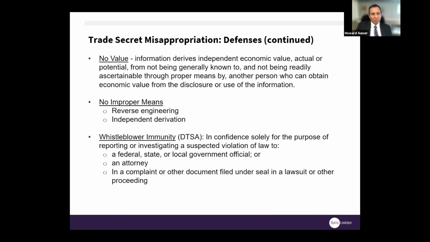A rarely used thing that's been codified in the Defend Trade Secrets Act is that you might have a privilege to use, acquire and disclose trade secrets if you're a whistleblower and you're pointing out some crimes to federal, state, local government, or an attorney, or in a complaint filed under seal.